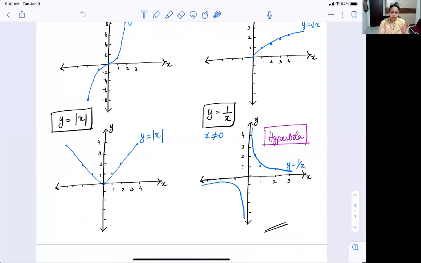Then y equals modulus of x, which is just the absolute value. You'll often hear people referring to this function as the V-shaped function. You see how it's just like a straight V, no curvature there, just a straight V.